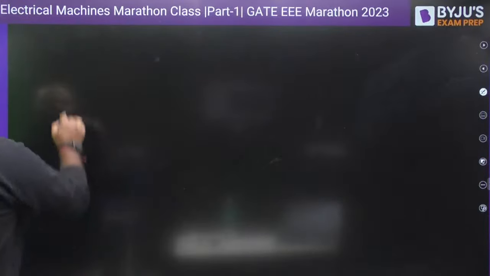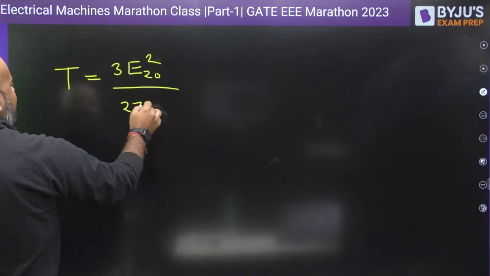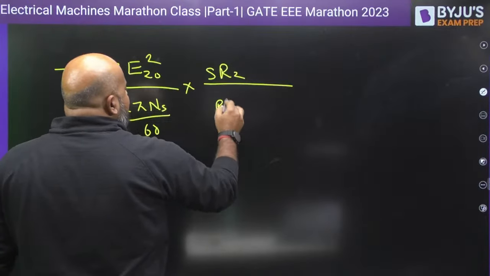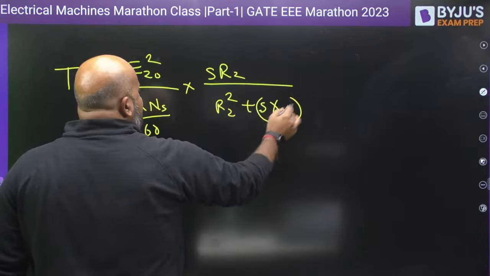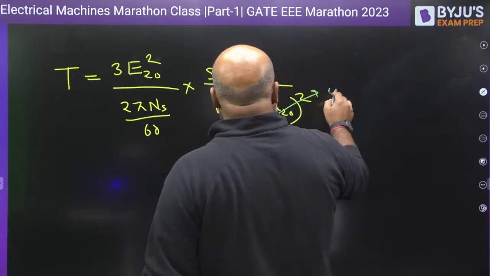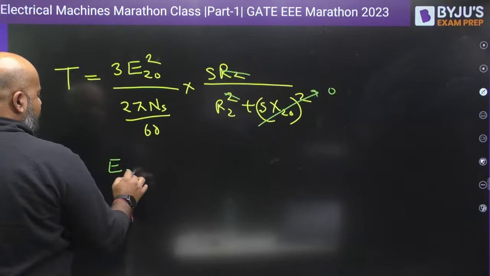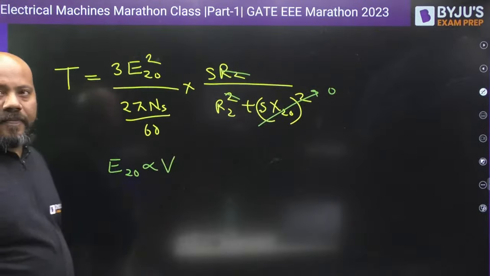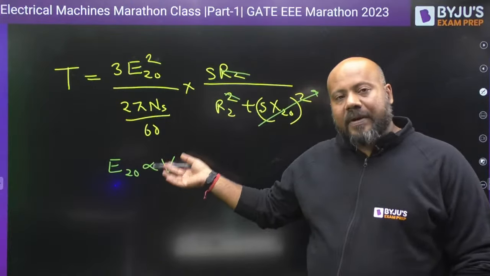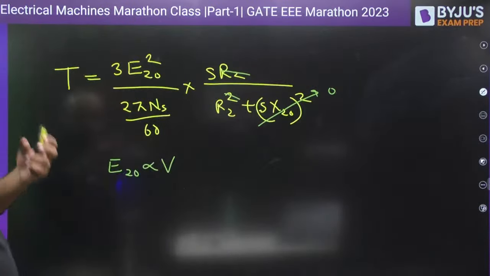Now please understand. I told you the torque equation is 3 times E2 naught square upon 2 pi ns upon 60, times S R2 upon R2 square plus slip times X2 naught whole square. Because slip is going to be a small value, you can neglect this term. R2 cancelled. Now listen very carefully, E2 naught is directly proportional to the supply voltage. This is the EMF induced per phase of the rotor winding. What is E2 naught? At a standstill. So it is directly proportional to the applied voltage.